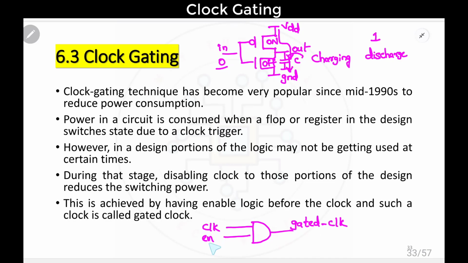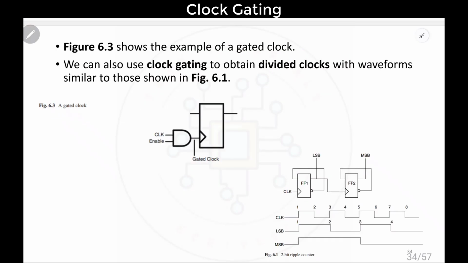Depending upon the enable pin, the clock will be given or else the clock will be disabled. Generally the enable pin can be either 0 or 1. If you see the figure of a gated clock, it will be something like this. This is a flop and here I am gating the clock using an AND gate. So this clock is getting controlled by the enable pin. Figure 6.3 shows the example of a gated clock.